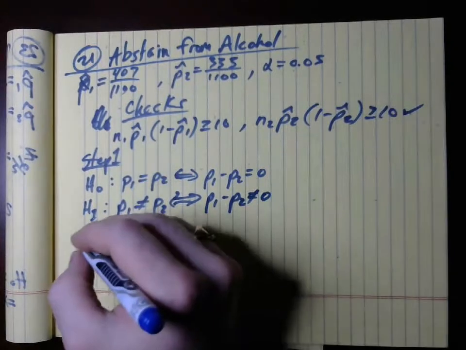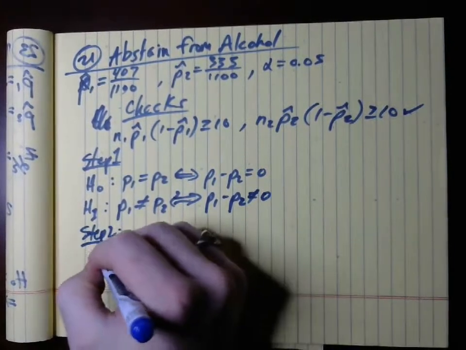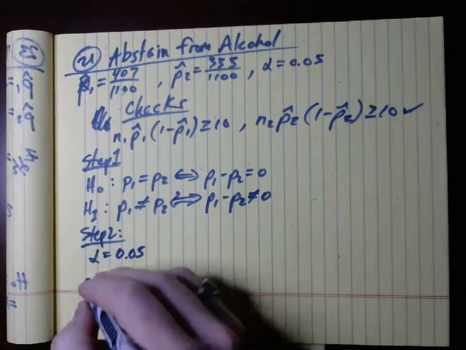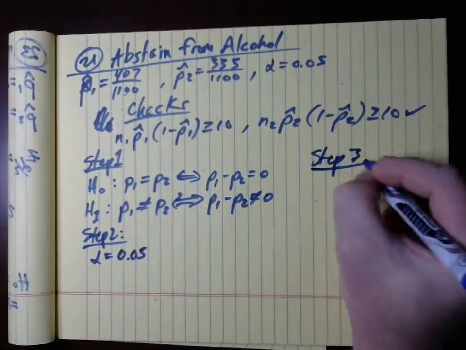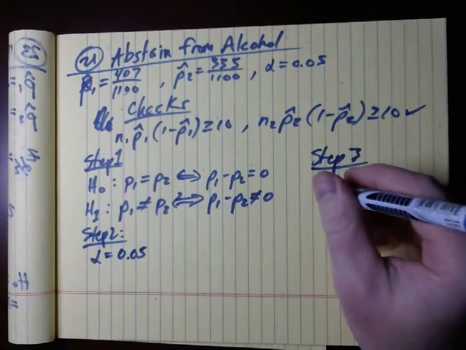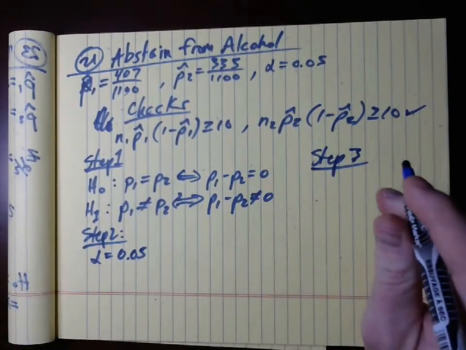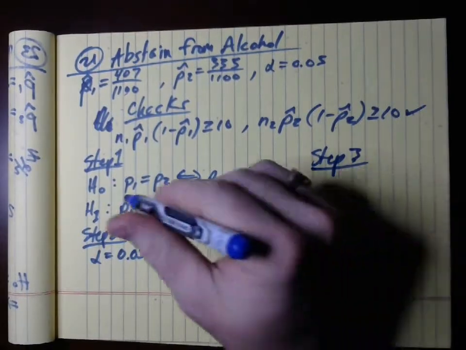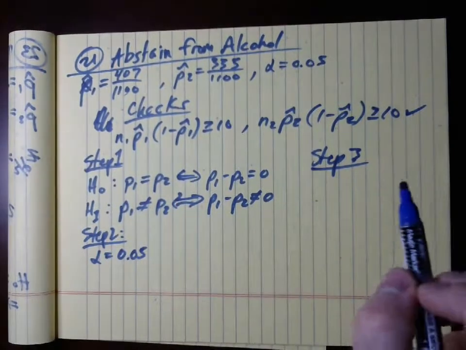Then we also have step 2, which is alpha. We know alpha equals 0.05. And step 3, hopefully you can see a parallel to chapter 10. Very similar. Steps 1 through 5 are identical in what you're trying to do: null and alternative, level of significance.